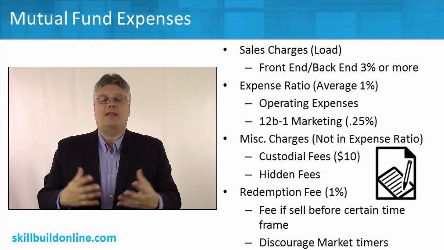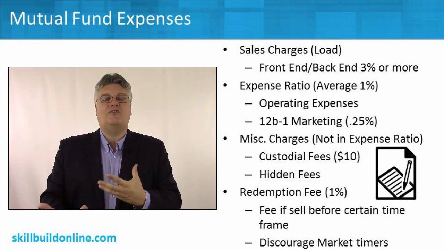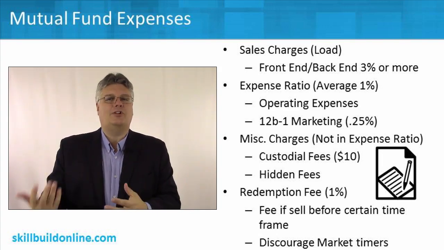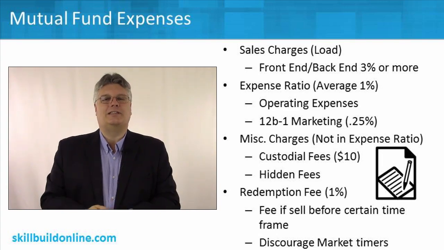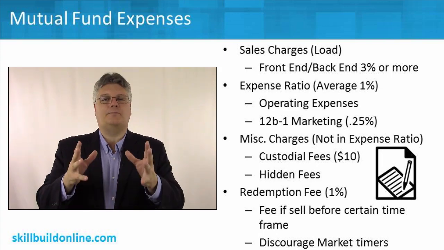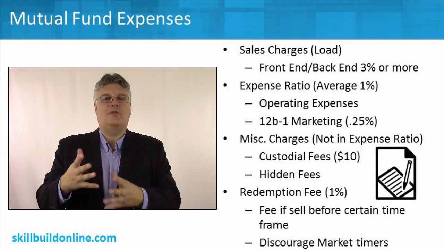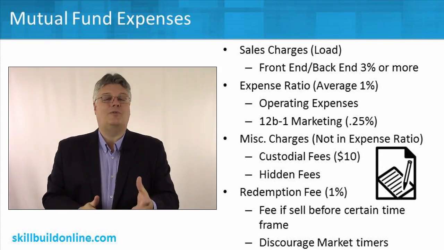Also, what might not be in the expense ratio might be additional miscellaneous charges, custodial fees or some other types of fees. And we're going to show some examples so you can see some of these different fees. But to give you an idea, this might be something that's outside your expense ratio too. So look closely at the prospectus, look closely at information around fees so you can see what's in and what's outside this expense ratio so you know what you're investing in.